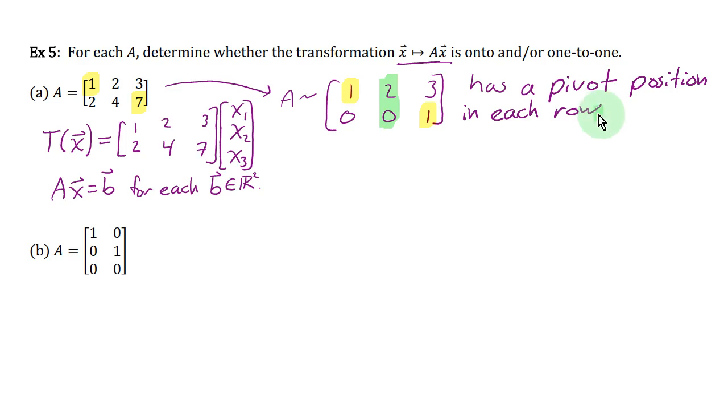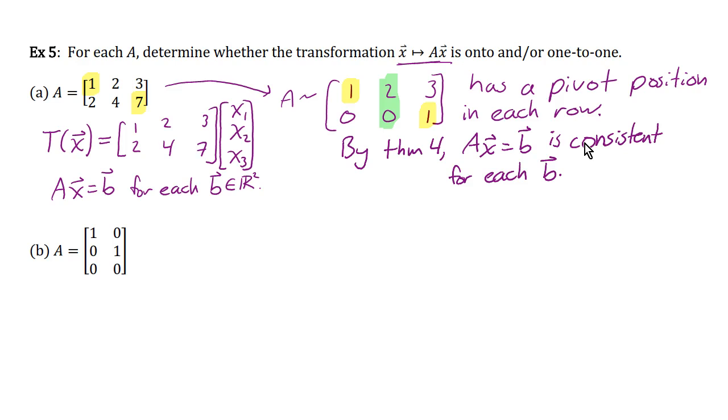And by theorem 4, that means AX equals B is consistent for all B. And the fact that it's consistent means there is a solution. So that means there is a value of X that will make T of X equal B for every B. So that means it's onto.